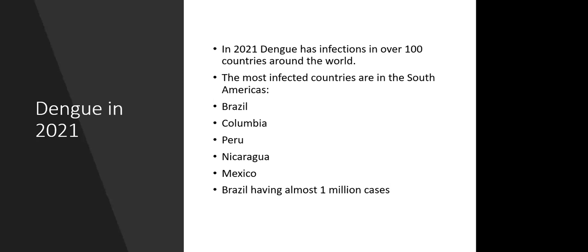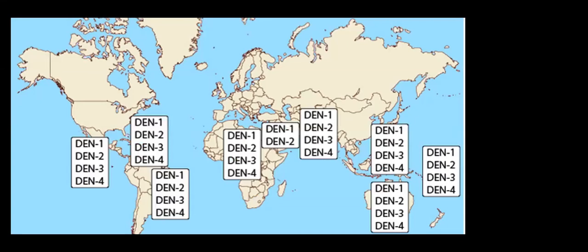So in 2021, it has infected over 100 countries around the world, and the most infected countries, as I mentioned before, were in South America, with Brazil, Colombia, and Peru being the top three. Brazil almost had 1 million cases, which is the most in the world. So as you can see, South America has all of the dengue strains. Africa also has all of them. Oceania and Asia also have all 4 strains.